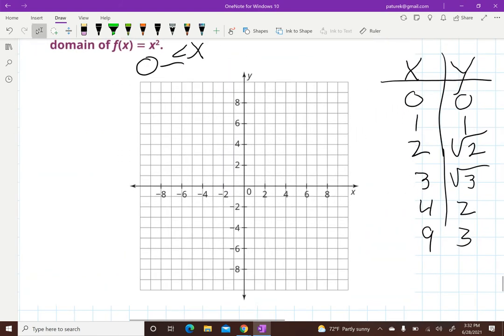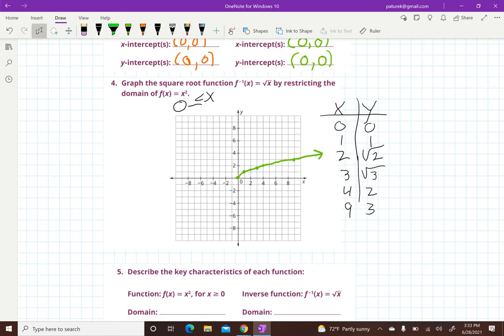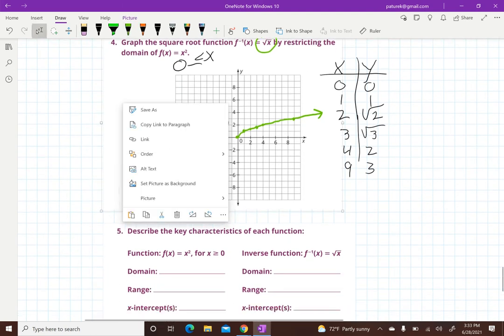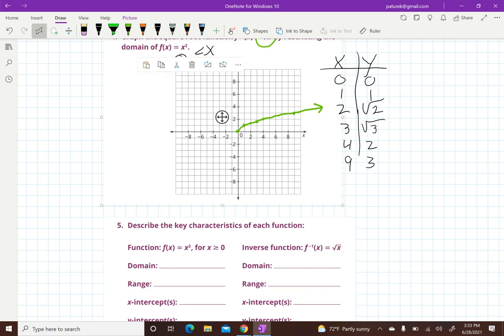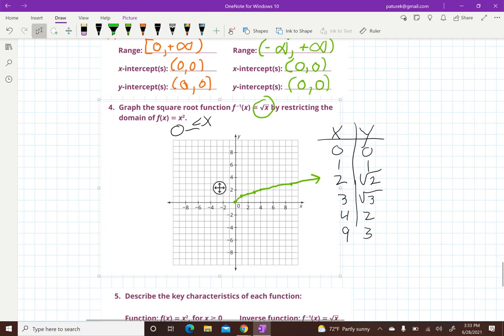So x equals 0, y is 0; 1, 1; 2, 1.4; 3, 1.7; 4, 2; 9, 3. And connecting the dots, it goes up like this to infinity. There. That is the graph of square root of x, positive root only. What are the key characteristics of this? Let's see, what else did they ask?